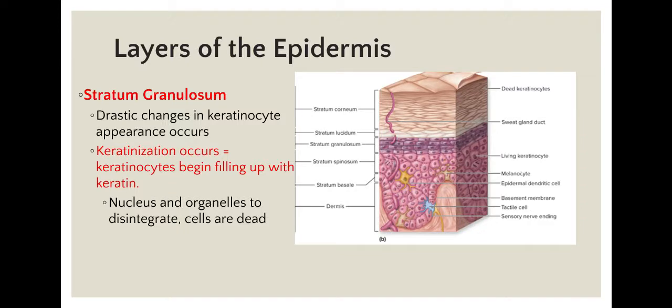Next layer is our stratum granulosum, and that is that grainy layer. We are going to see this really drastic change in these keratinocytes because they start to fill up with those granules. We see that the nucleus and the other organelles are going to start to disintegrate and the cells die in this layer.